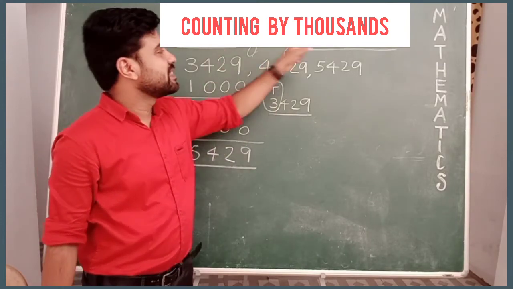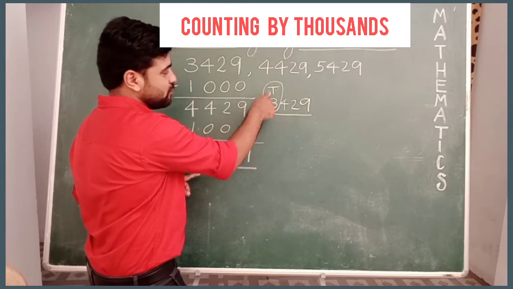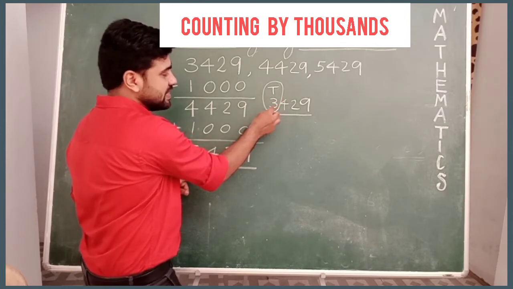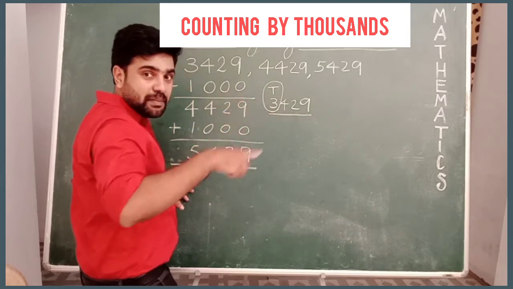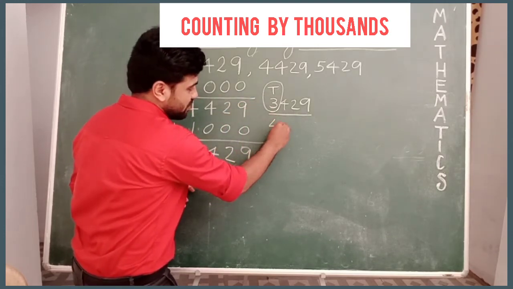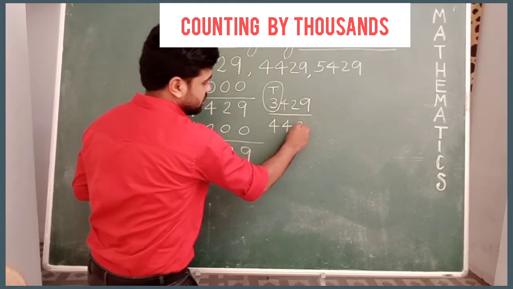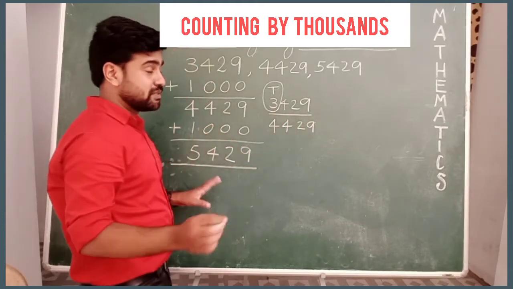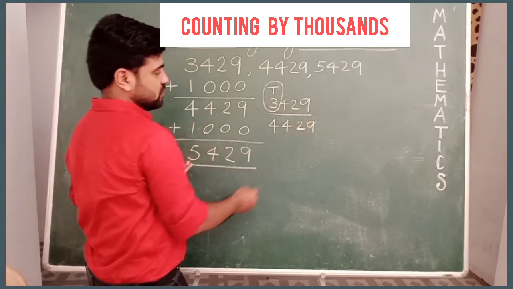Then counting by 1000, next number, very easy, change the number in thousands place. 3 is the digit in thousands place in this number. Write the next number. 4 is the next number. No change for other numbers. There are exceptions, but usually we can do the calculation like this.